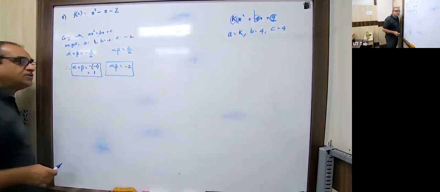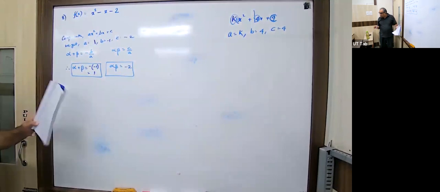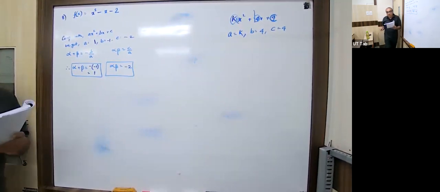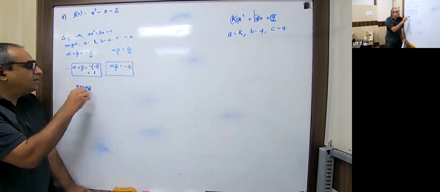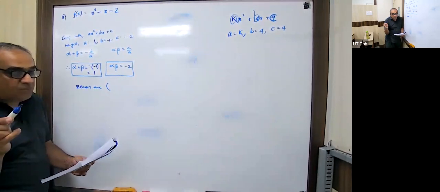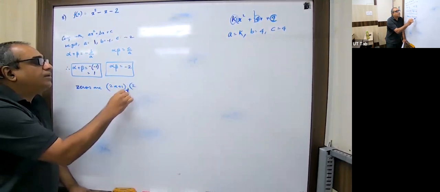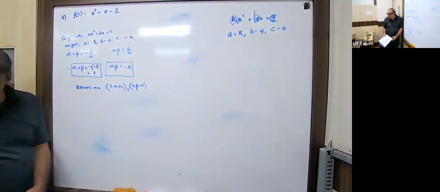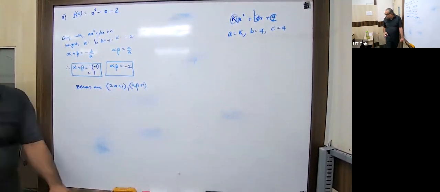Minus 2 by 1, which is minus 2. So I got alpha plus beta, I got alpha into beta. Question says, find a polynomial whose zeros are 2 alpha plus 1 and 2 beta plus 1, right? To make a quadratic polynomial we need the sum of zeros and we need the product of the zeros, right?